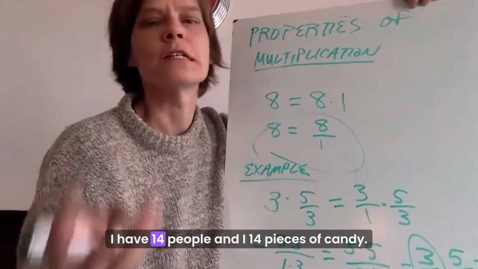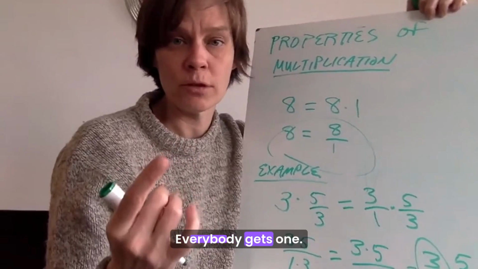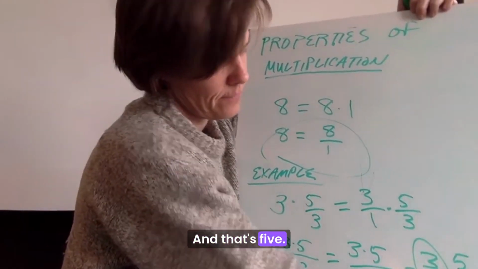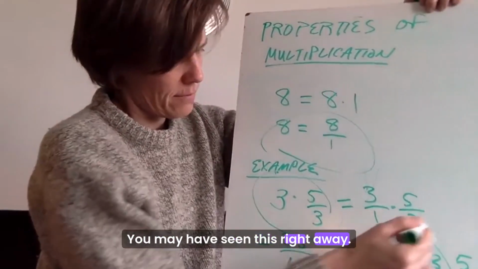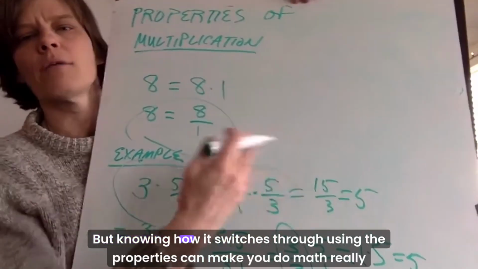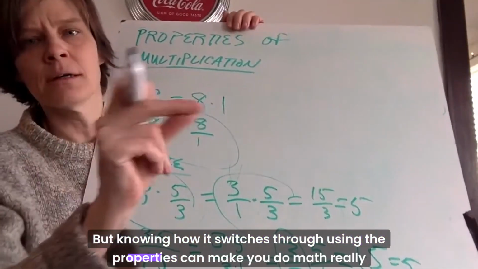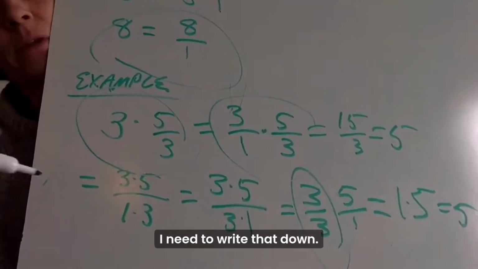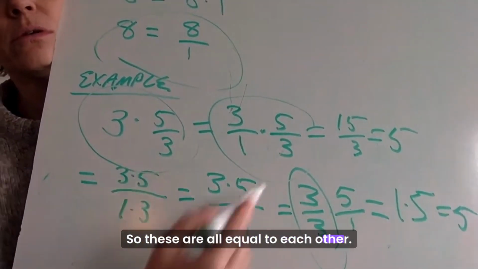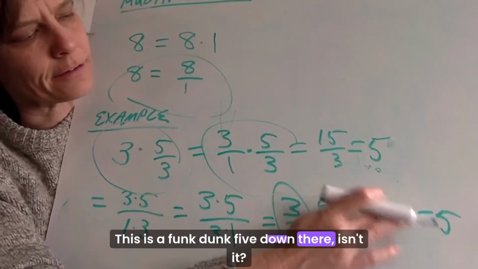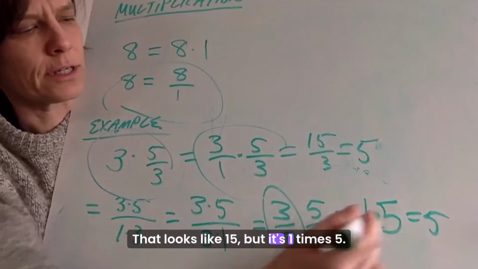I have 14 people and I have 14 pieces of candy. Everybody gets 1, right? 1 times 5. And that's 5. You may have seen this right away, right? 15/3, right? But knowing how it switches through using the properties can make you do math really quickly in your head. You need to write that down. So these are all equal to each other. But if you're looking for a whole number, that's where that would come in. This is a funky-looking 5 down there, isn't it? That looks like 15, but it's 1 times 5.